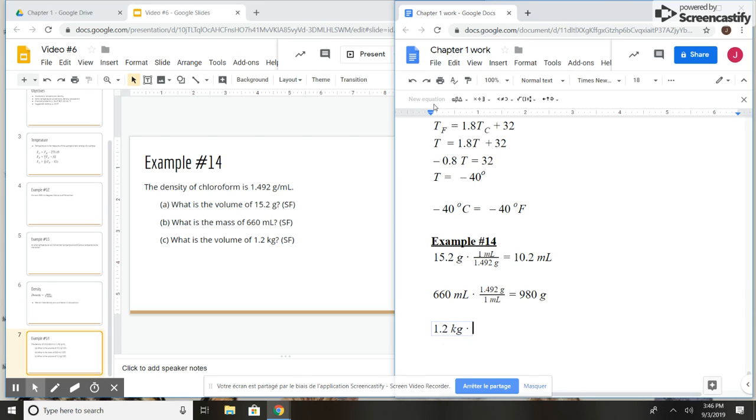For this one, I'm going to convert it to grams before I use the density. I'm going to round this to 2 significant figures. And that bar is over the 0 that's right next to the 8 to show that it is significant.